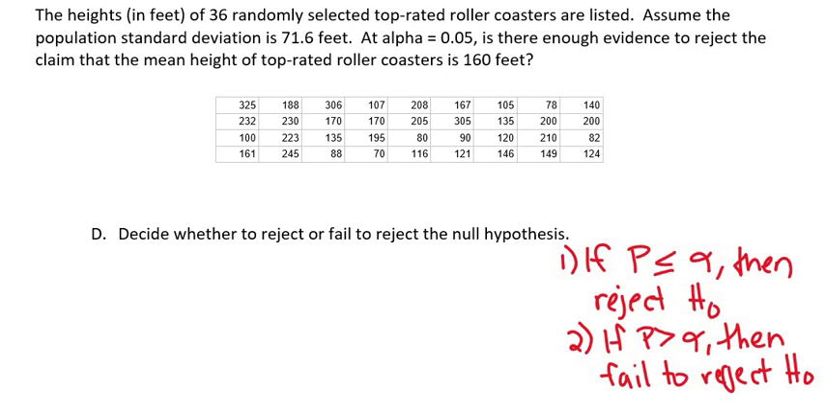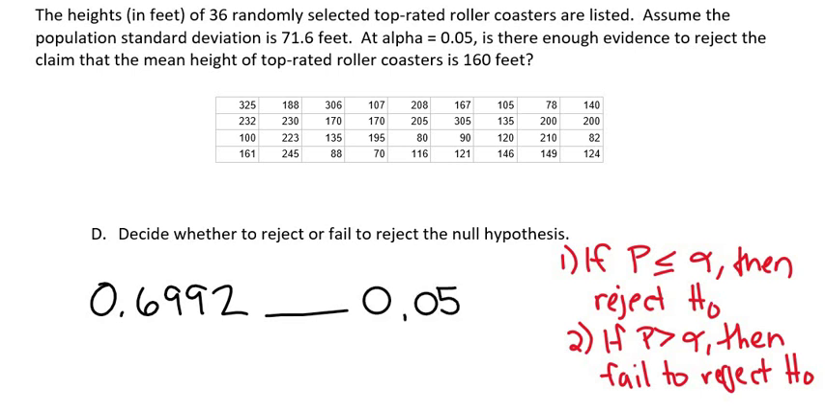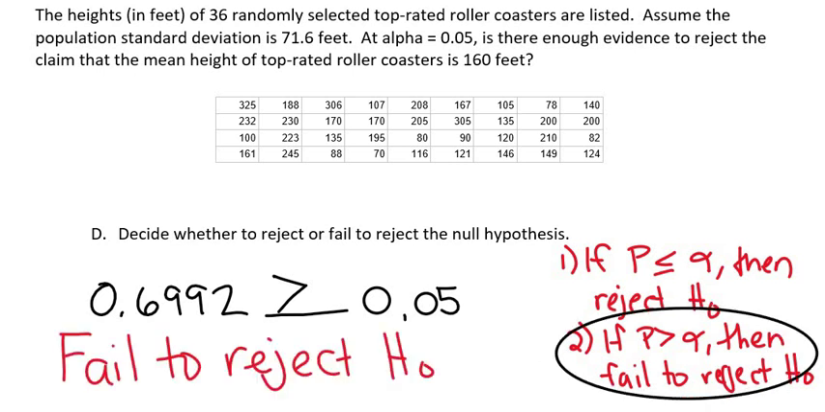Our p-value we said was 0.6992. And alpha here is 0.05. We can see that our p-value is significantly more than our alpha. Therefore, this falls under the second category, and we fail to reject the null hypothesis.